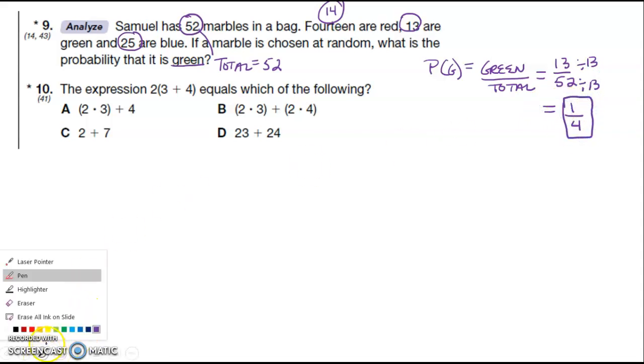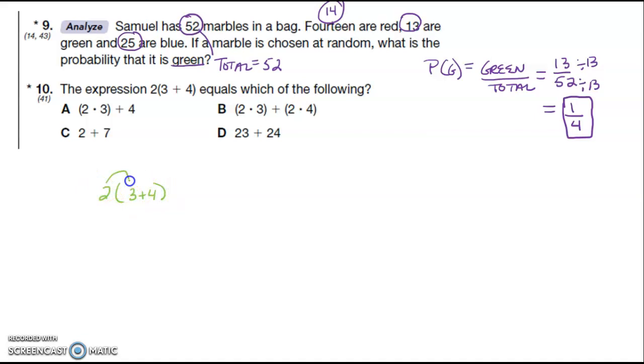Okay, let me change colors. It says the expression 2 times (3 plus 4) equals which of the following? So 2 times (3 plus 4), if I do the distributive property, is equal to 2 times 3, and then I'm going to move my plus 2 times 4. So I know that it equals this one. It does not equal 23. It doesn't equal 2 plus 7 equals 2 times 7, and this one doesn't work either.